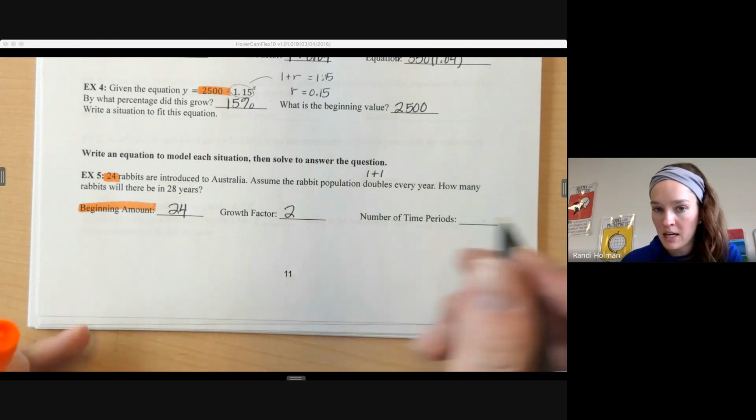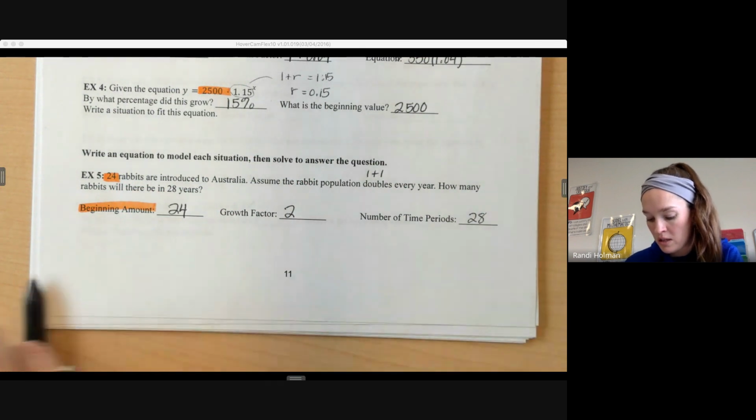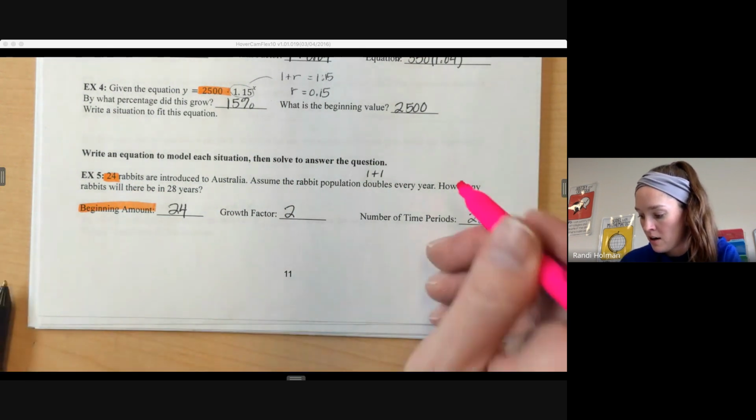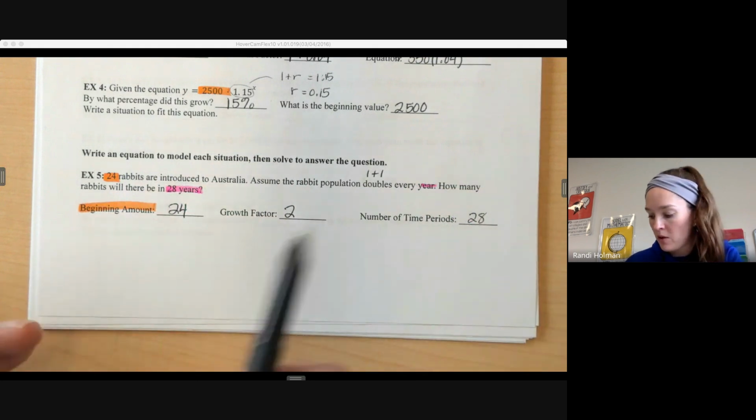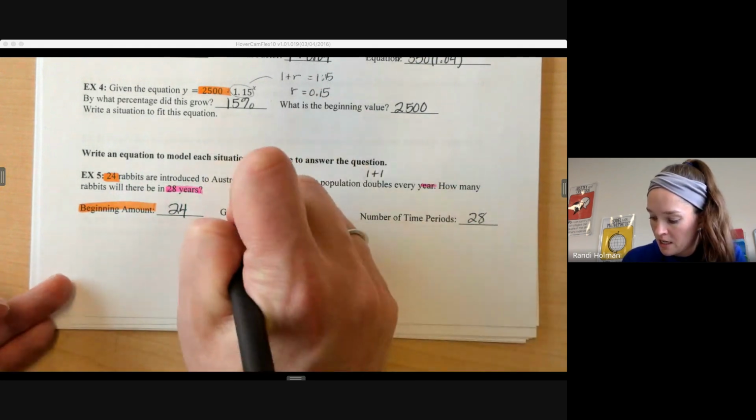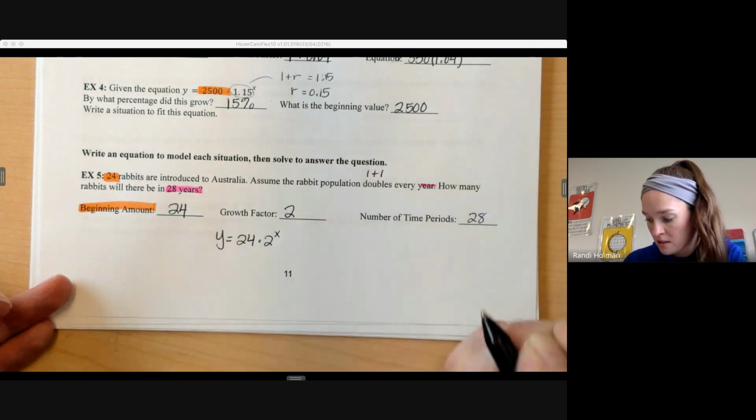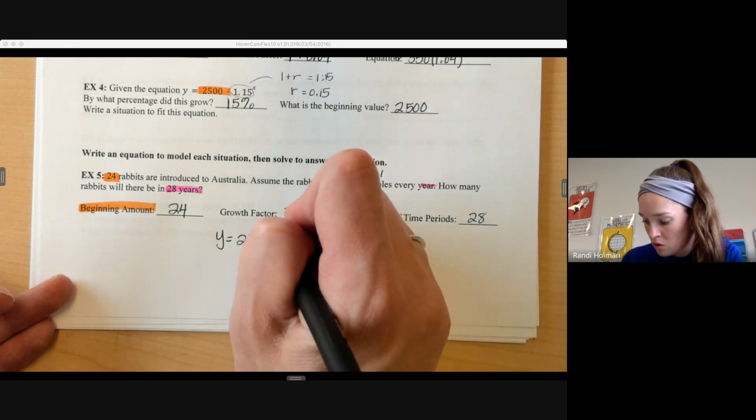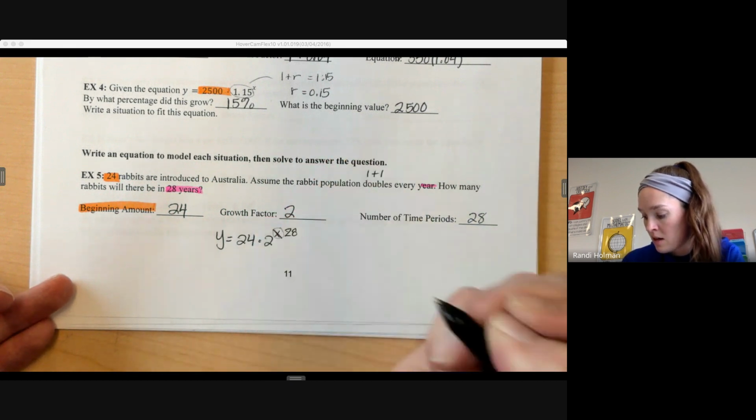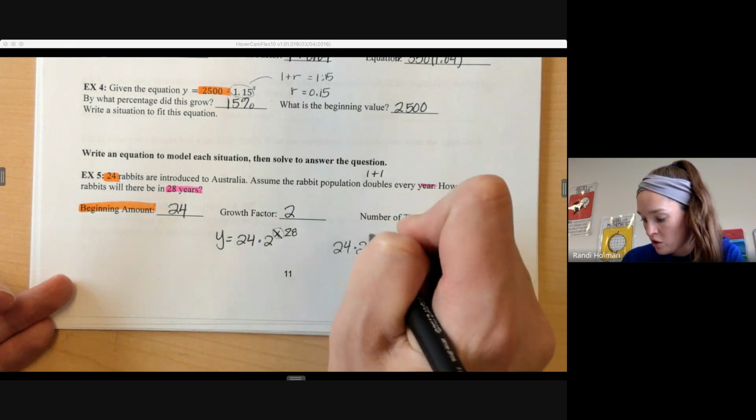This one's a little bit different. It told us it's 28 time periods later. Make sure that these years match up with our years there. So our equation is y equals our starting amount times our growth factor to the x. But we know x, so we can put 28 in place of this x. So we are going to take 24 times 2 to the 28th.